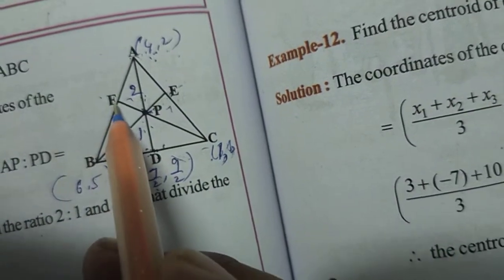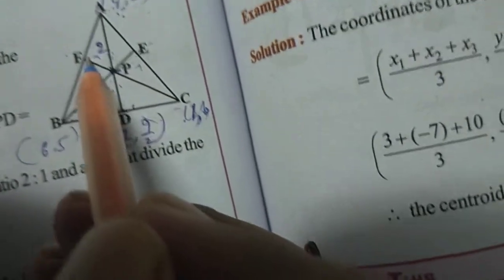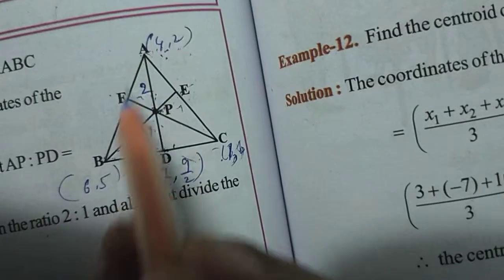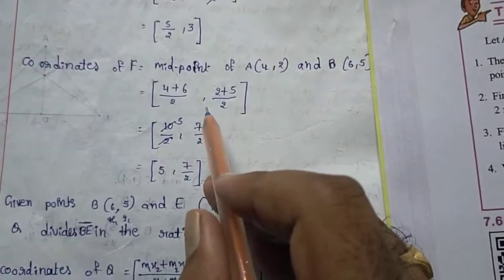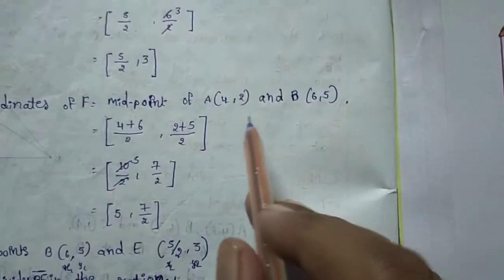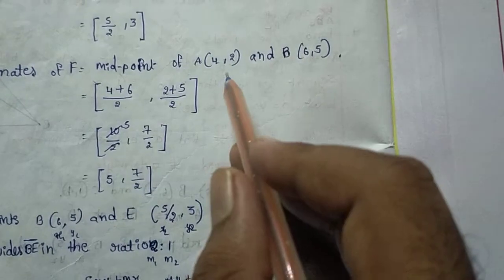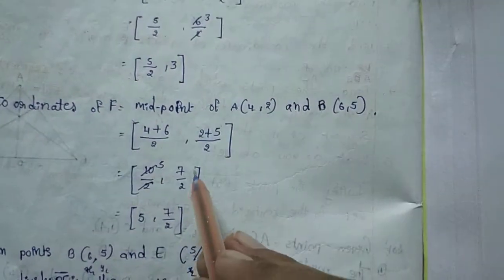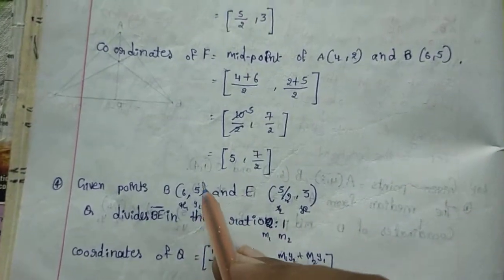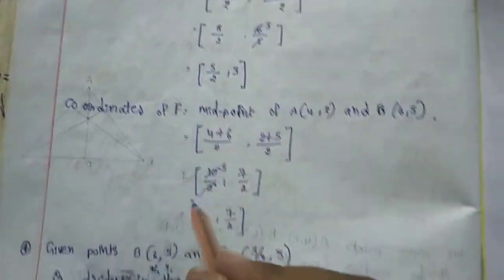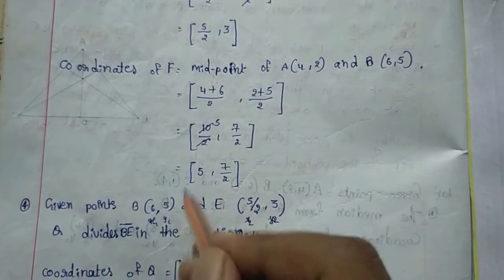Next, find F. F is the midpoint of AB. The coordinates of F, the midpoint of AB: 4 plus 6 by 2, 10 by 2, 2 plus 5 by 2, 2 plus 5 is 7 by 2. E complete, F complete.